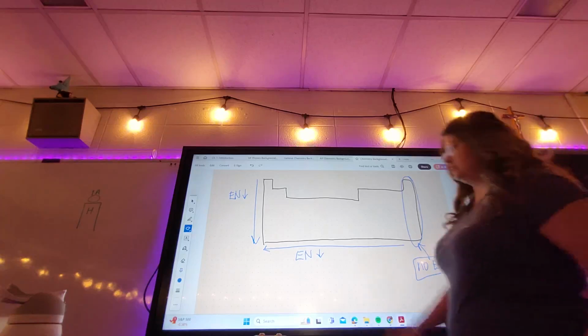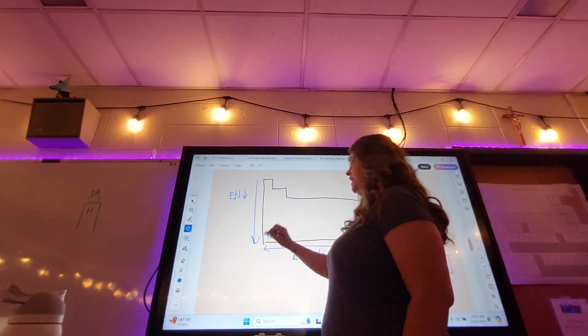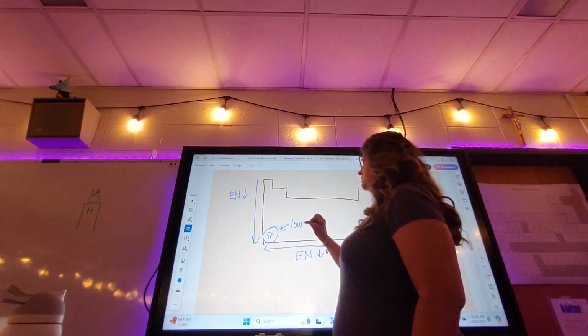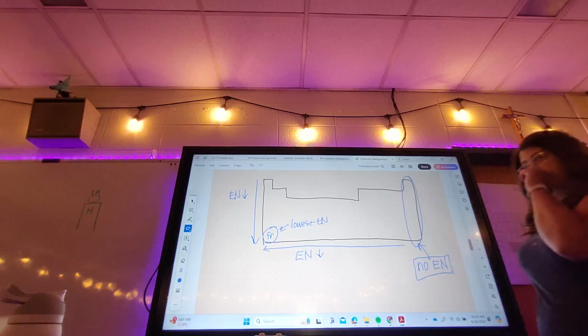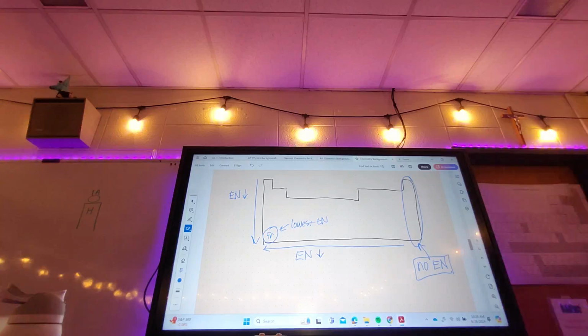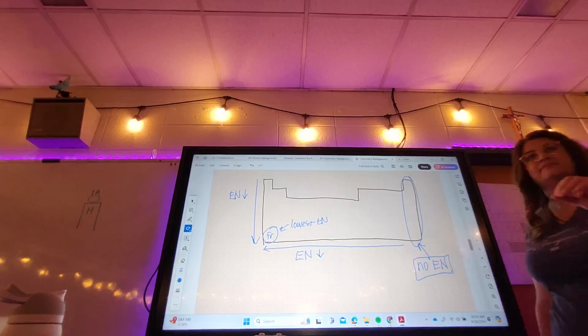Okay, so then francium, again, has the lowest electronegativity. But who now has the highest electronegativity? Who is like the absolute Craig of the periodic table? Fluorine.